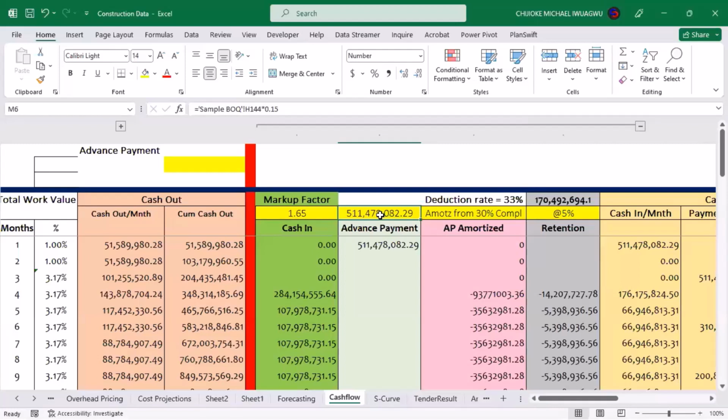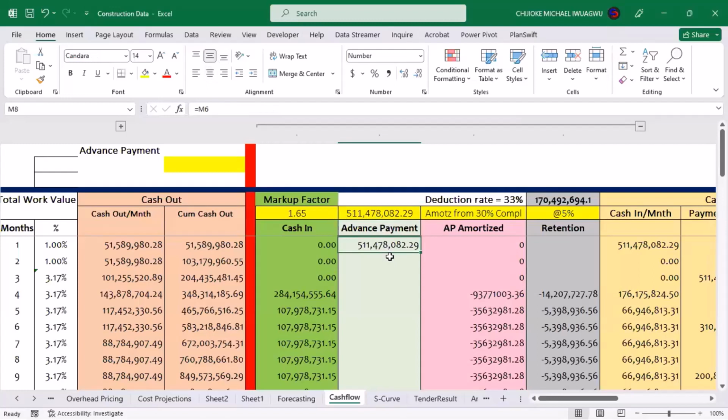But most contract administrators will not include VAT for you, because VAT is not really your money per se and does not include any value that goes to you. Okay? So 15% of the total contract sum which I have here gives me about 511 million, and that is the amount that I'll be getting as my advance payment.